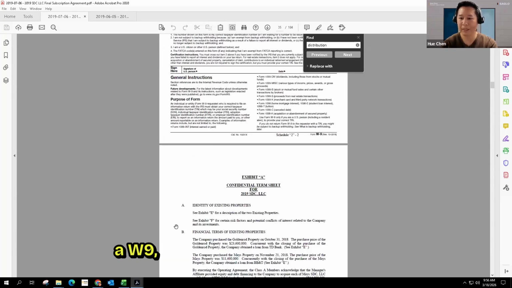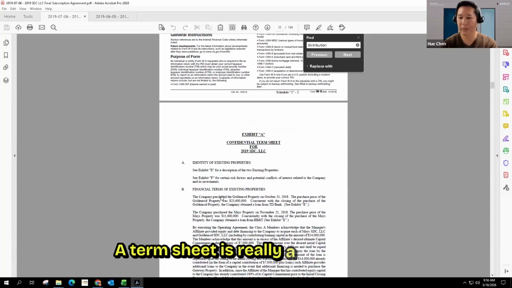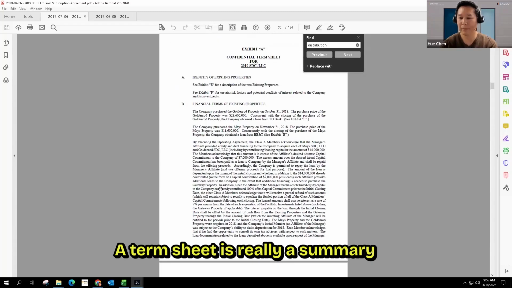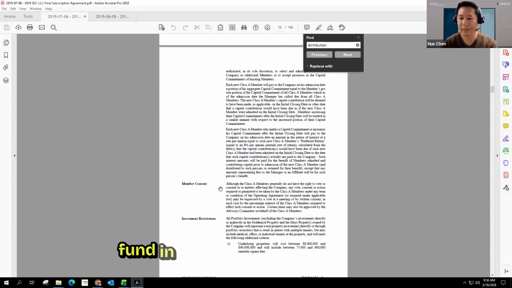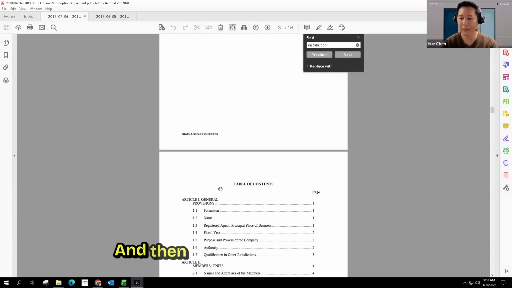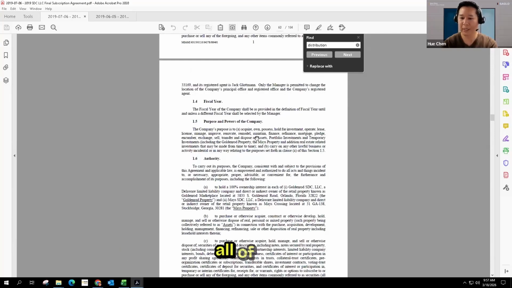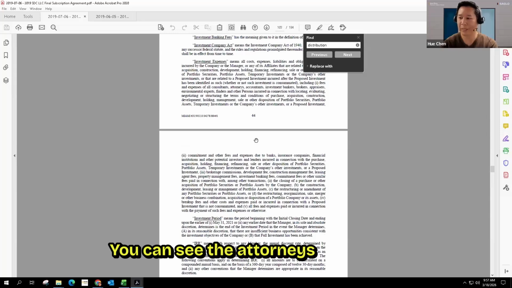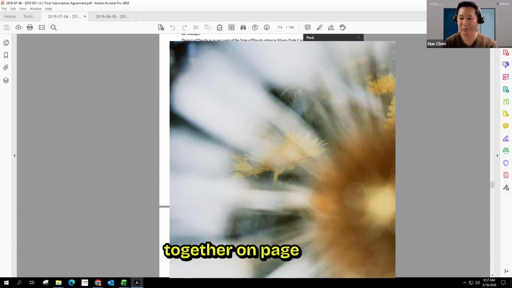Then in addition to that, you have a W-9, that's what's needed for us to send out the distributions. Then the term sheet. The term sheet is really a summary of everything, of all the terms of the fund in an easier to read format, less legalese. And then you have your limited, this is your LLC agreement. So that's part of it. You can see the attorneys make a lot of money putting fund documents together on page 60.